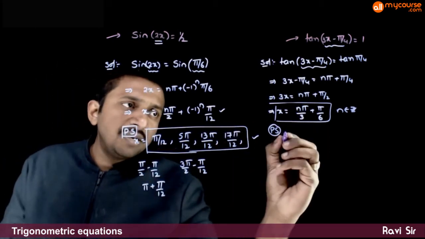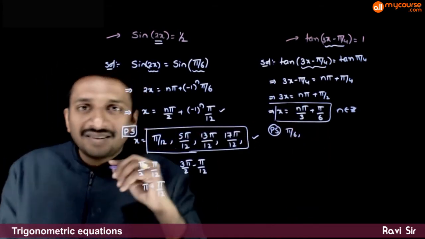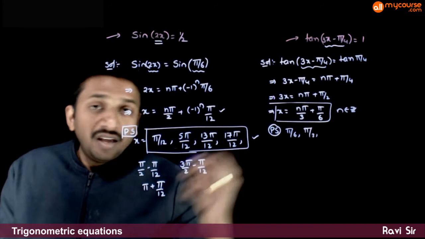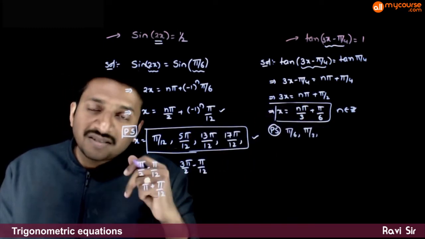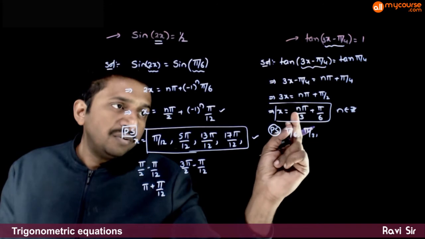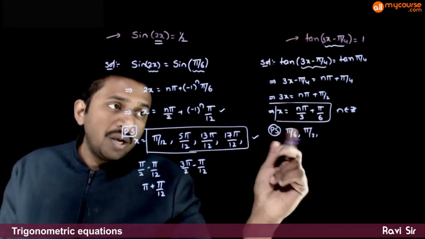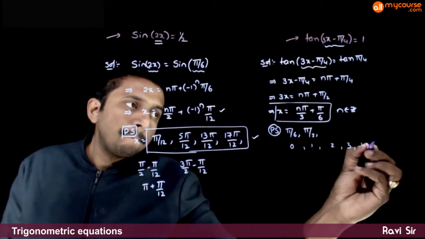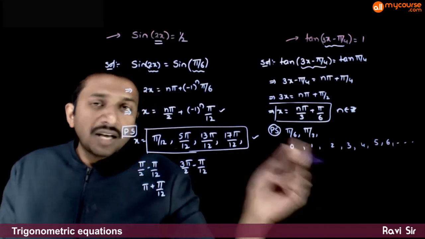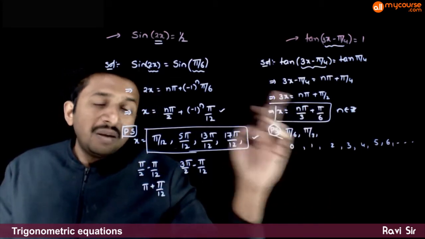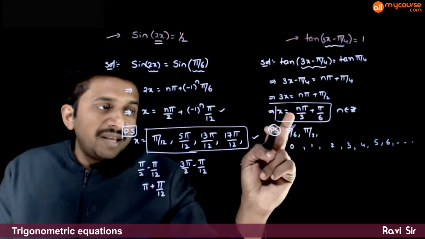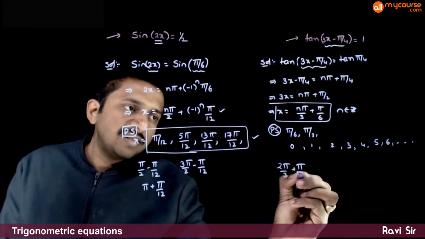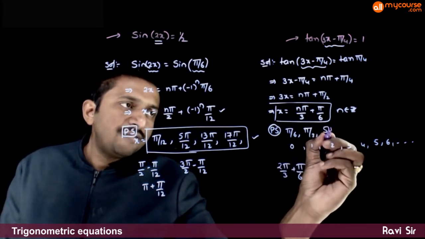So if you put n is equal to 0, you are getting pi by 6. If you put n is equal to 1, pi by 3 plus pi by 6 is pi by 2. So this corresponds to n is equal to 0, this corresponds to n is equal to 1. Corresponding to n is equal to 2, you have 2 pi by 3 plus pi by 6. So 4 pi by 6 plus pi by 6 is 5 pi by 6.